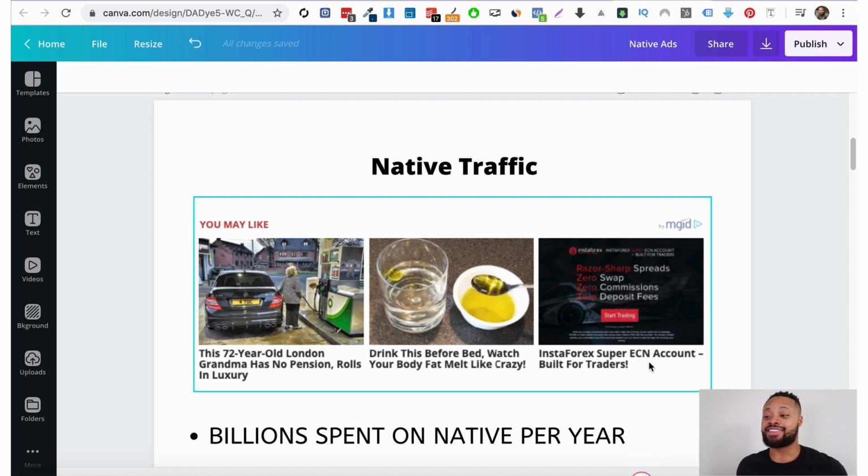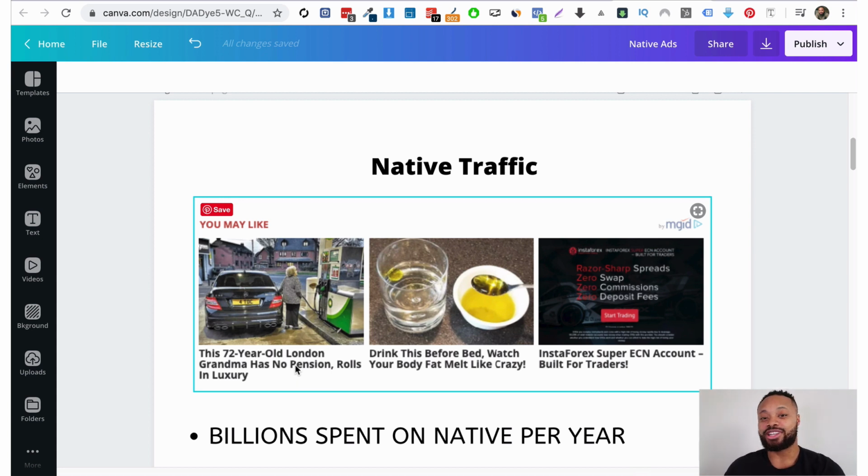All right, and the advertiser, the media buyer, if that was me running that campaign, I've done my job. I've got the cheap click. So that is why you see these crazy ads with native. We can see here some examples, like this 72-year-old London grandma has no pension, rolls in luxury.